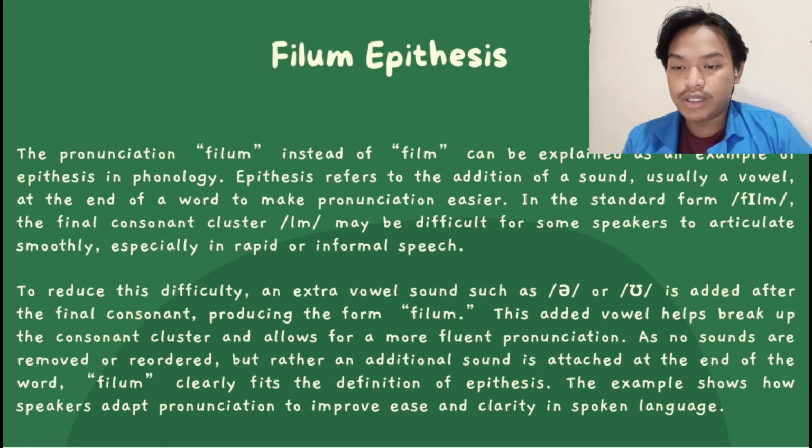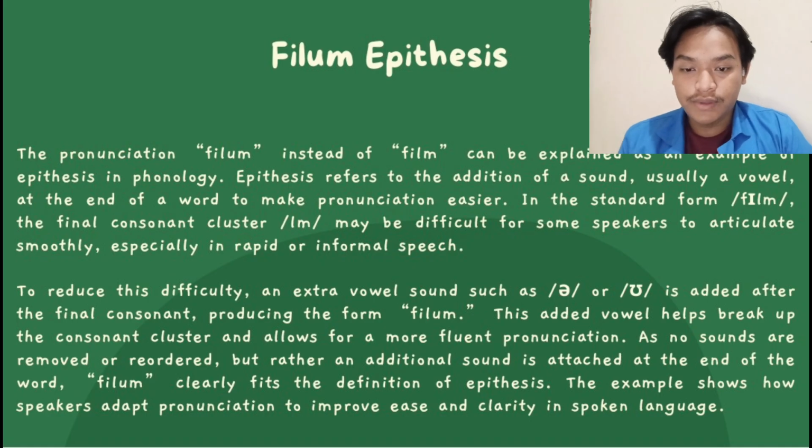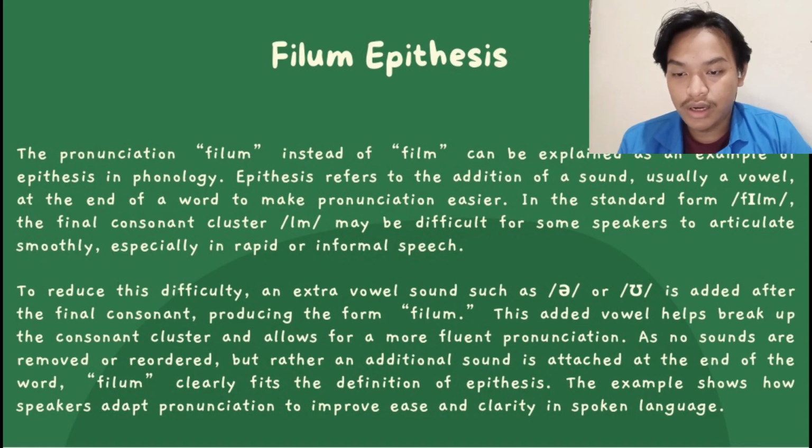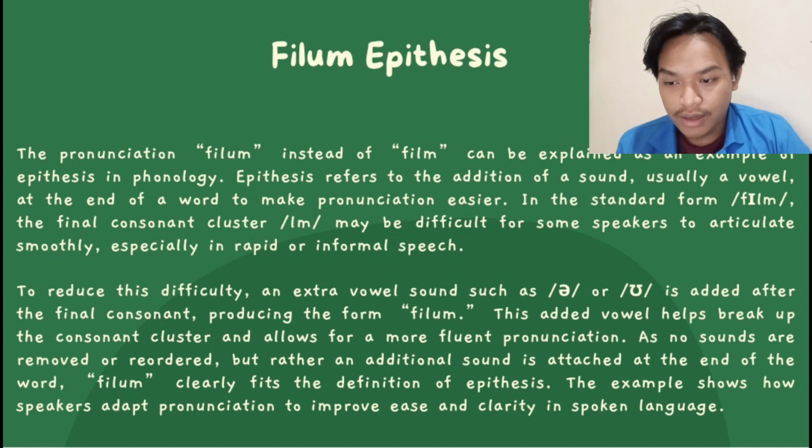Film, epithesis. The pronunciation "filum" instead of "film" can be explained as an example of epithesis in phonology. Epithesis refers to the addition of a sound, usually a vowel, at the end of a word to make pronunciation easier. In the standard form "film," the final consonant cluster may be difficult for most speakers to articulate smoothly, especially in rapid or informal speech. To reduce this difficulty, an extra vowel sound such as "e" or "a" is added after the final consonant. In the form "filum," this added vowel helps break up the consonant cluster and allows for a more fluent pronunciation.